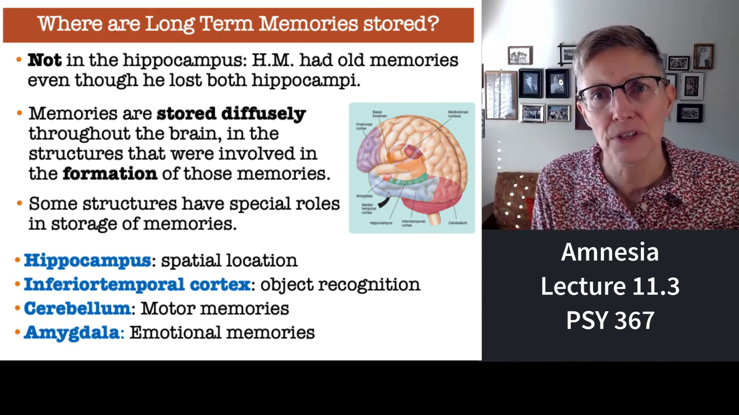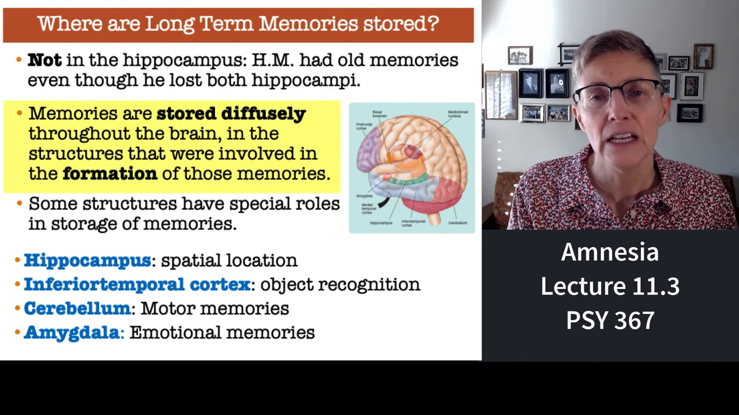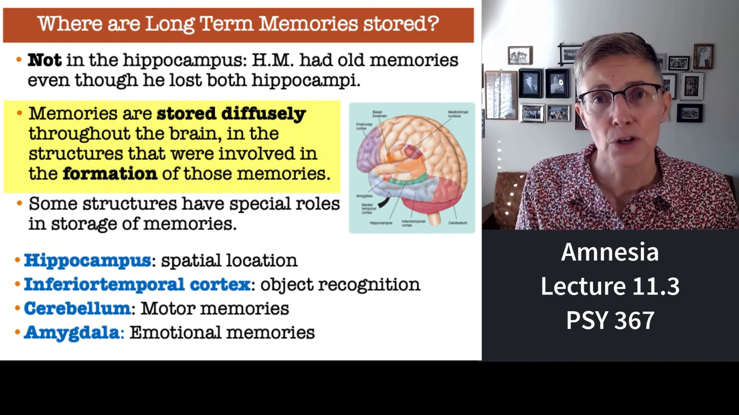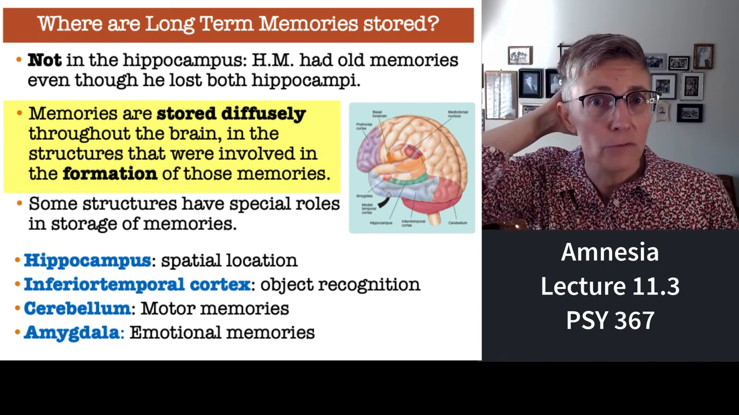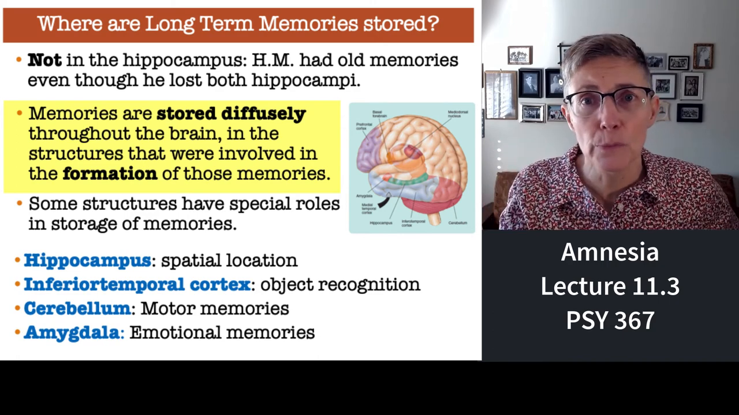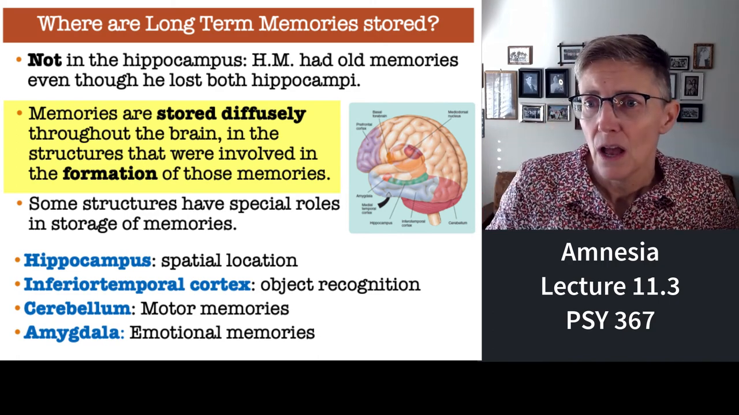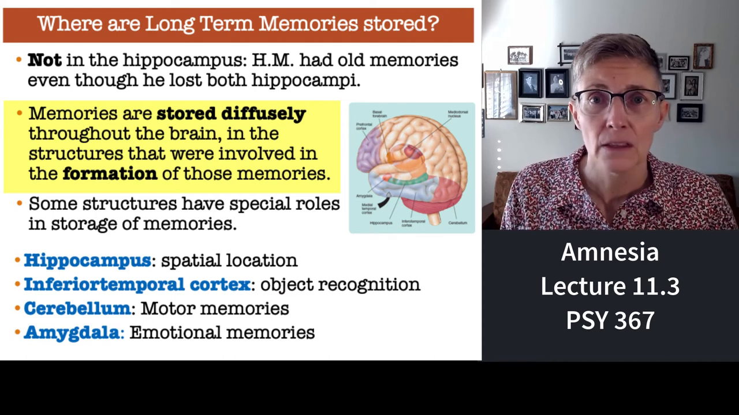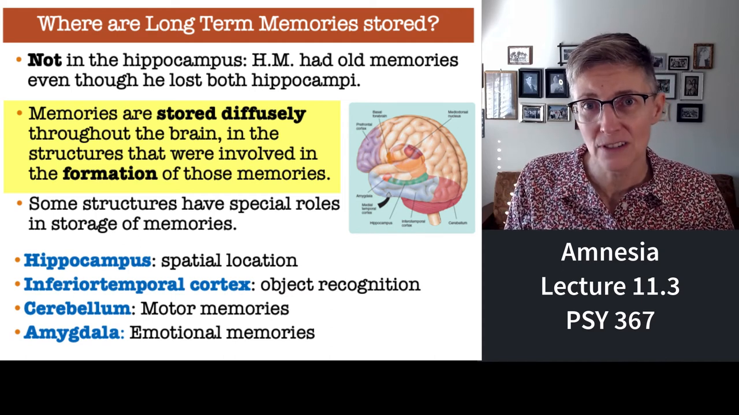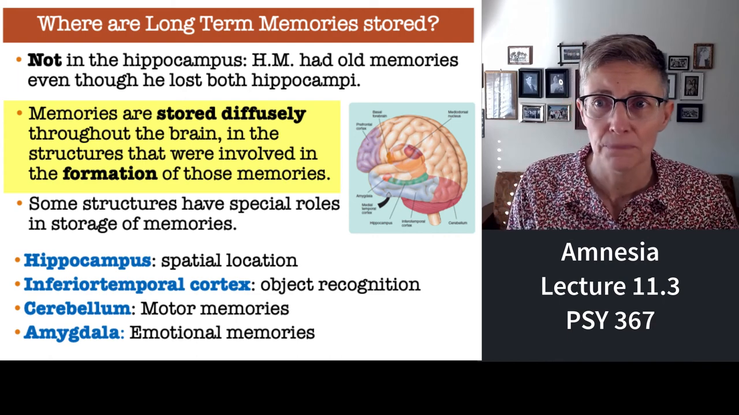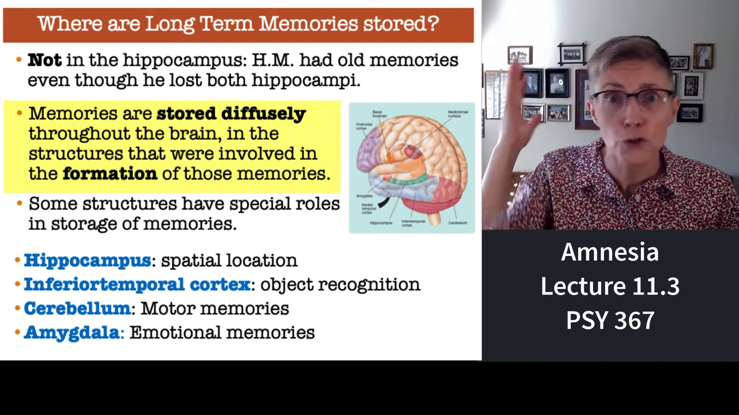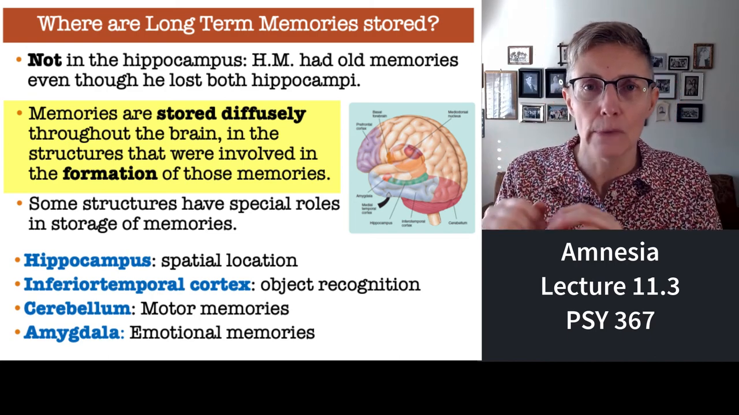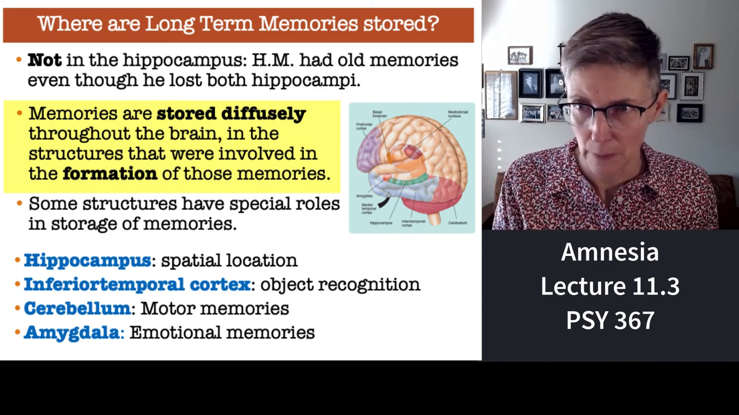But other types of memory live in essentially the most relevant or related part of the cortex. So for example, visual memories are going to involve my visual cortex. Memories for music are going to involve my temporal lobes. The cerebellum is going to be the site of where I store my motor memories. The amygdala, which we know is very important for emotions, that's where I'm going to store my emotional memories. So long-term memories are stored all over the brain, but the process of getting information from short-term memory into long-term memory, that is what you need your hippocampus for.